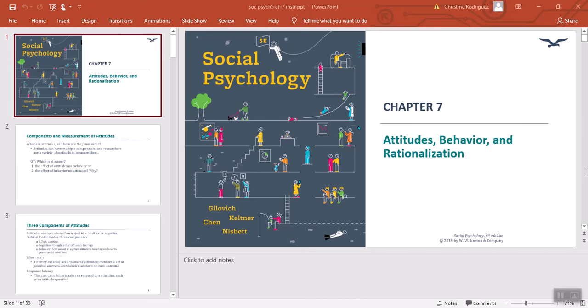Hi, everyone. This is the Chapter 7 overview. And Chapter 7 is the chapter that focuses on attitudes, behavior, and rationalization.